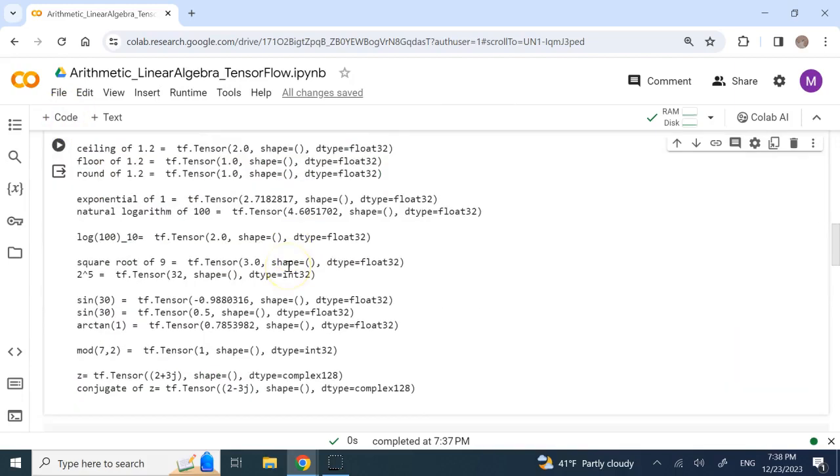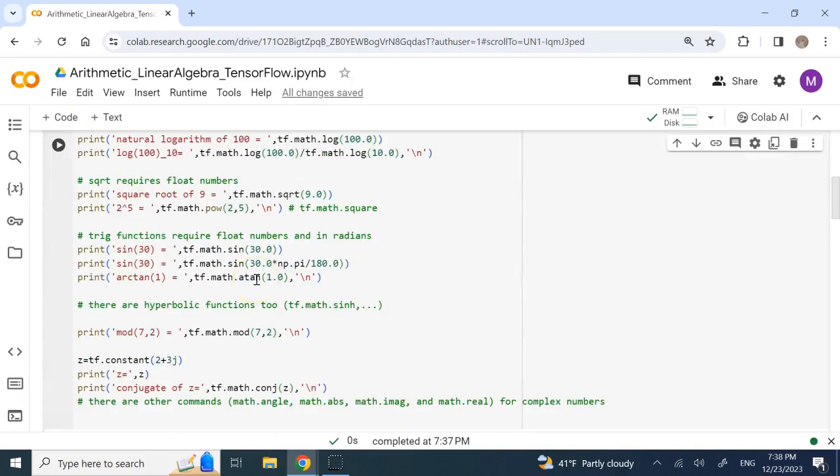And if you run it, you see here, I have what? 32. And the square root of 9 is what? Is 3. Okay, so they're working.